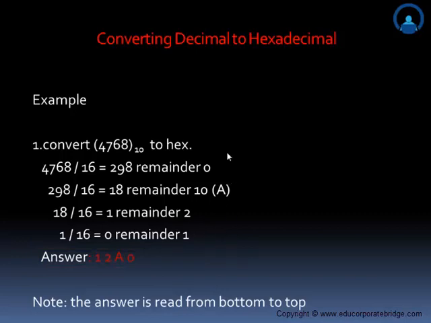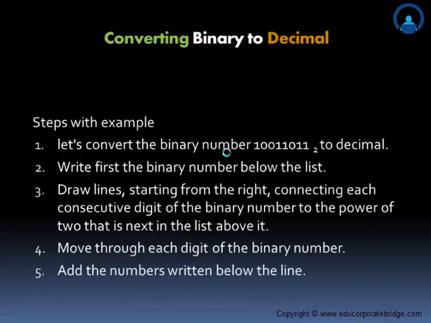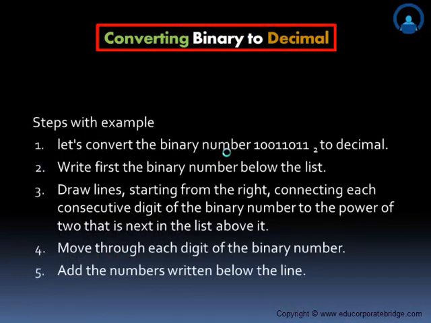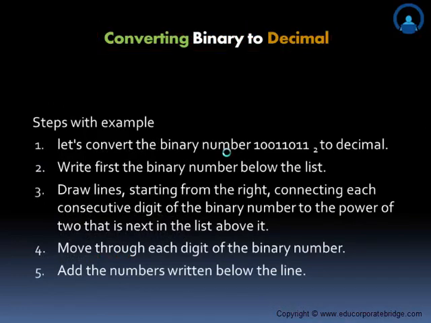Now the next step is converting binary to decimal numbers. Again, this is a very simple procedure to convert a binary number into a decimal number.